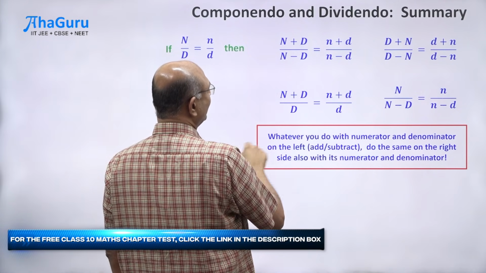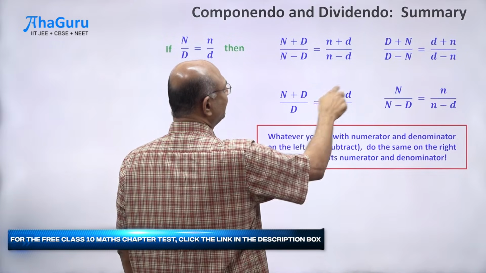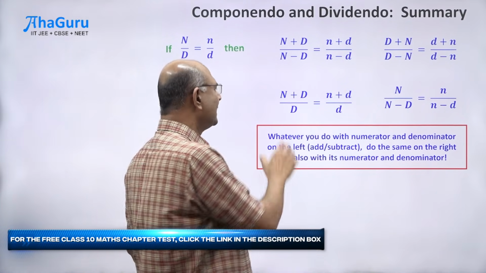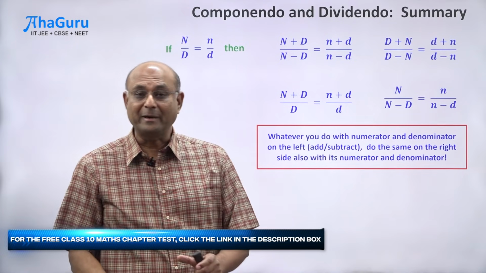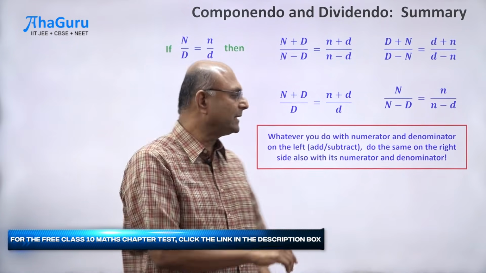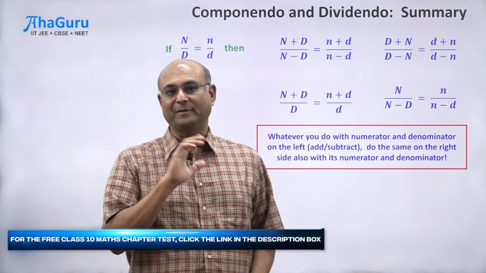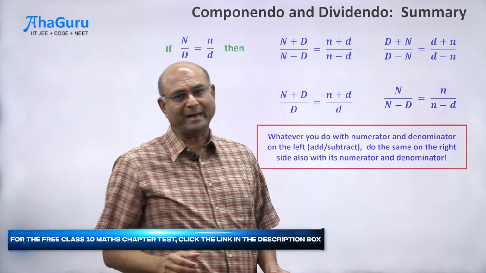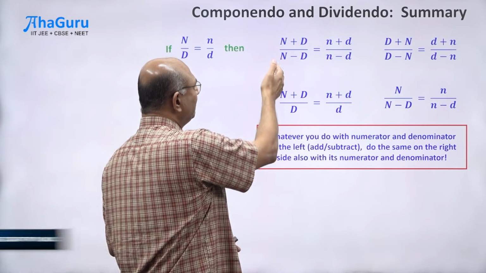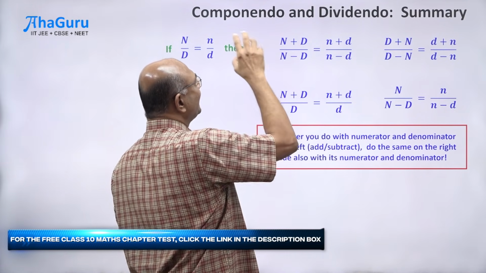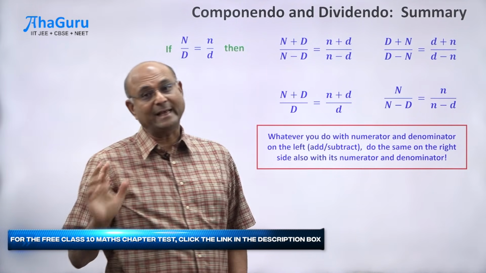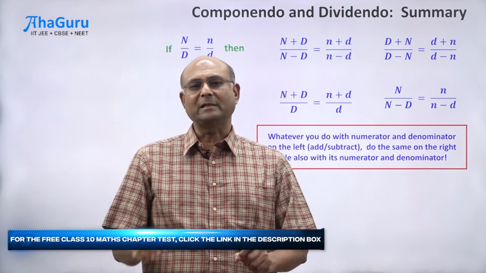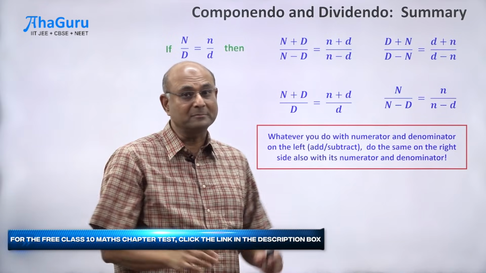Similarly, you can also write N plus D by D is n plus d by d, or N by N minus D is n by n minus d. Basically, whatever you're doing with the numerator and denominator on the left side, do the exact same thing on the right side as well. You can add or subtract the numerator or denominator, and you can do the same for the top as well as the bottom. And whatever you do there, do the exact same thing with the small n and small d on the right side. It turns out that this is very, very useful in solving many problems very quickly.